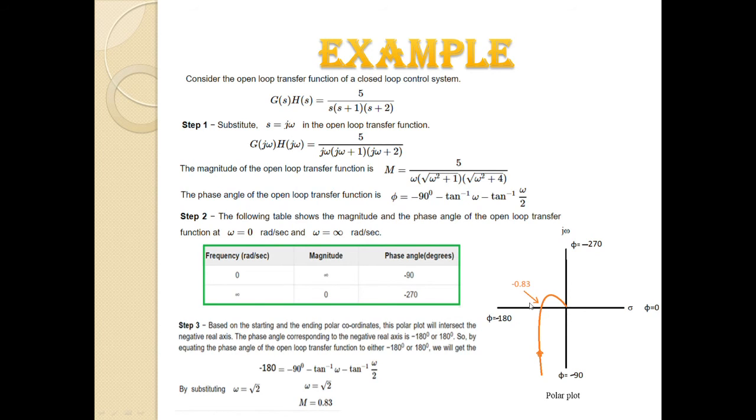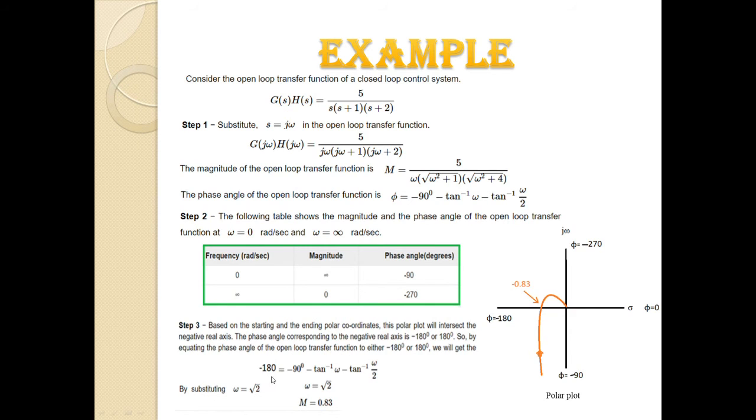Now this curve will intersect the real axis in some point. So next we need to find out this point of intersection with the real axis. So the phase angle corresponding to this negative real axis is actually minus 180 degrees. So we can equate the phase angle minus 180 degree with this angle criteria. So if we do that, then we can calculate the value of omega by comparing this is equal to minus 180 degree, and then after getting the value of omega, we can find out the magnitude.